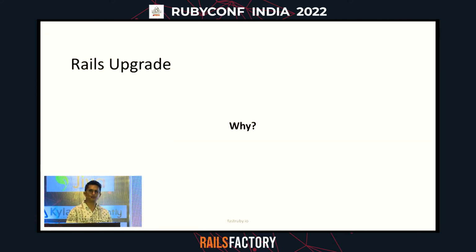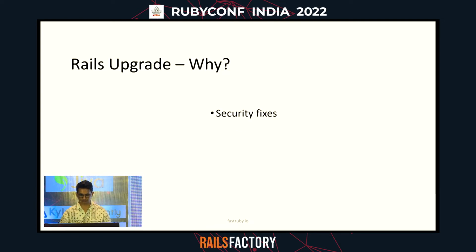So before we even get to how to upgrade Rails, where do you start? The first question is, why do we even bother upgrading Rails, right? So the first reason, security fixes. Throughout the year, some security issues are reported, which are called CVEs, which is Common Vulnerabilities and Exposures. So the Rails team keeps on releasing versions of Rails throughout the year, which have fixes for these security issues. And the agenda is simple, right? You want your apps to be safe. That's why you need to upgrade Rails.